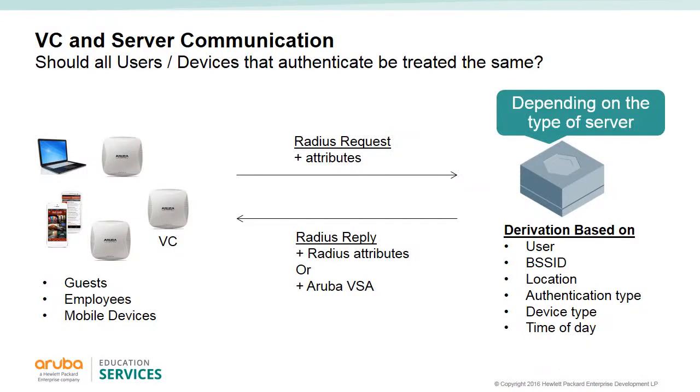When an Aruba VSA is returned with the radius reply, the virtual controller will simply place the user in the role or VLAN specified. No configuration is needed on the virtual controller to look for the VSAs. When a radius attribute is returned, the virtual controller must be configured to look for this attribute.